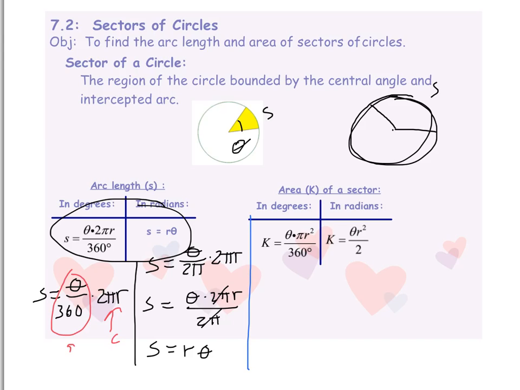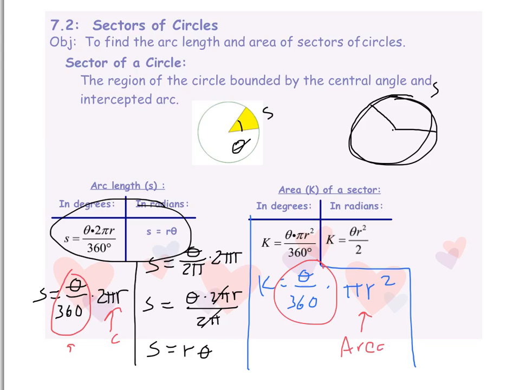Let's go to area. It's the exact same concept over here. Theta over 360, we can think about it that way, times, now instead of circumference, I want that proportion based on the angle relative to pi r squared. That might be a formula that looks familiar. That's the area of a circle. So again, there's this component with the proportion of the circle I'm looking at relative to the whole. It's just that right here I'm looking at it relative to area, whereas with arc length it was relative to circumference.